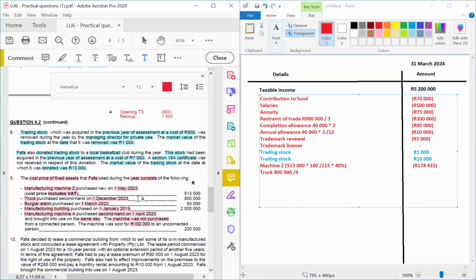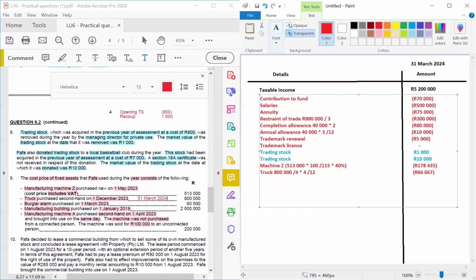But now what is my year end? 31st March 2024. So what is the period there? 4 months. So meaning that I have to multiply by 4 over 12. All right. So 800,000 divided by 4 multiplied by 4 over 12. And this gives me 66,667.